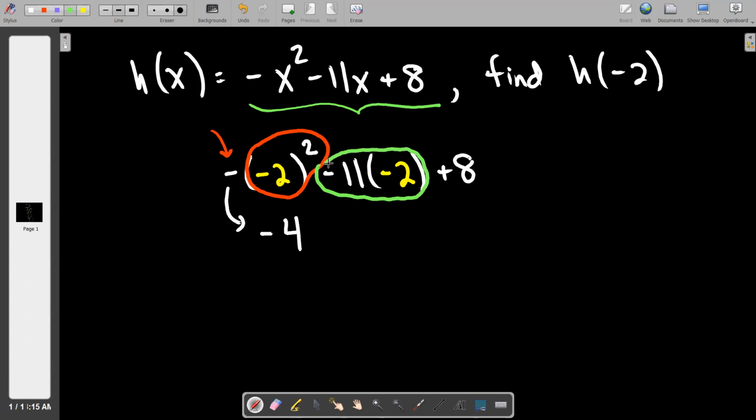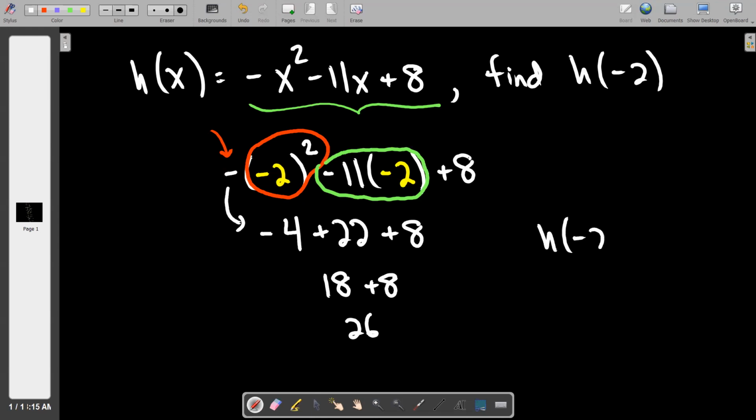And while we're here, we might as well multiply out this green thing. What is -11 times -2? So we're going to put +22 plus 8. And then again, we hope and pray at this point in your life that this is not an issue. What's -4 plus 22? +18. And what is 18 plus 8 more? 26. So we then make our statement that H of -2 equals 26. Any questions about that so far? Okay.